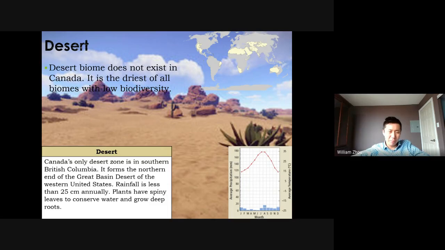One of the lowest biodiversities in the world. If you don't have a lot of water, typically it's very difficult for life to survive. In the desert, look at the precipitation. Below 20 in every single month. In some months, you barely have anything. Okay, so these organisms in the desert, they've all evolved ways to work around the fact that there's very little water. Cactus, the plant that grows in the desert, they don't have broad leaves.